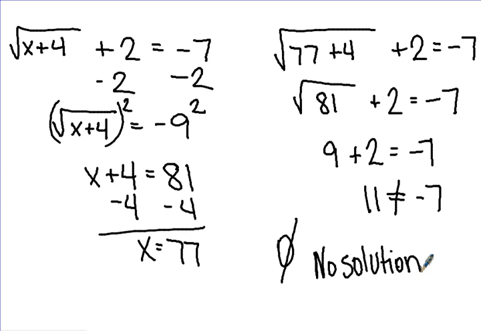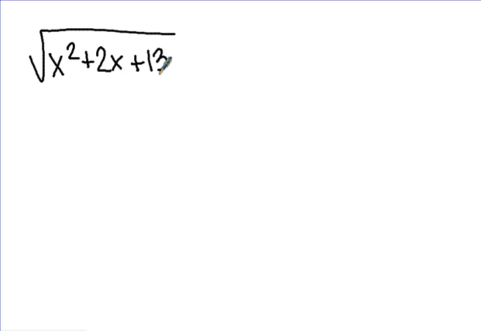Let's try one that looks a little longer, a little harder. We have the square root of x squared plus 2x plus 13, minus 3, equals x. All right, what we want to do first, since we can't do anything with this square root symbol until we move this negative 3 over, is go ahead and add this 3 to both sides. So now we have the square root of x squared plus 2x plus 13 equals x plus 3.